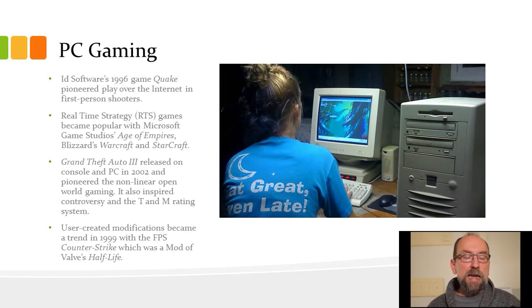So all throughout the late 90s and the early 2000s, PCs with Windows and internet access are becoming more and more prevalent. And so you have software developers like id creating games like Quake, a first-person shooter that you can play with other people over the internet. So this is a breakthrough.